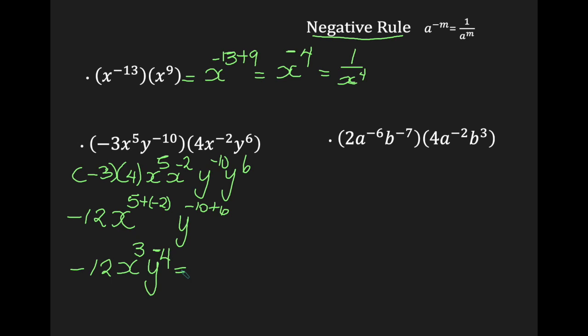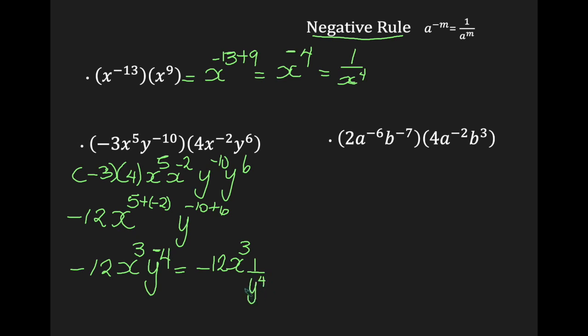Now remember, negative exponents are not allowed. We must always write positive exponents. So I'm going to keep the negative 12 because that's not an exponent. That is your coefficient. So the negative 12 stays, the x to the 3rd stays, but the y to the negative 4, I have to write that in the positive form, which will be 1 over y to the positive 4.